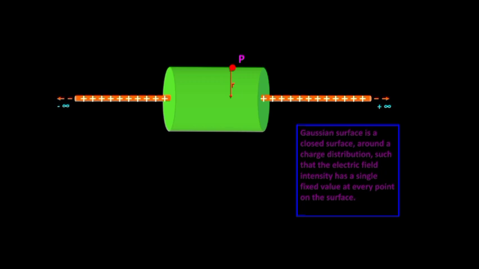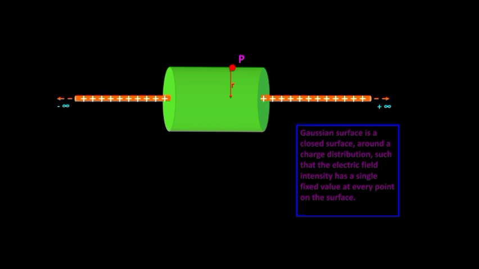So what is a Gaussian surface? A Gaussian surface is a closed surface around a charge distribution such that the electric field intensity has a single fixed value at every point on the surface. So a Gaussian surface is a surface where the electric field intensity is the same at every point. So on the curved surface, at every point the electric field intensity is the same, as on the top and bottom faces.